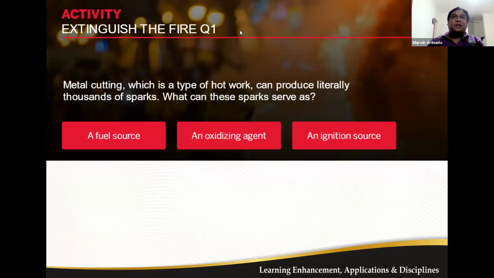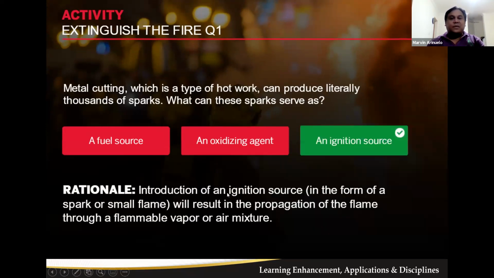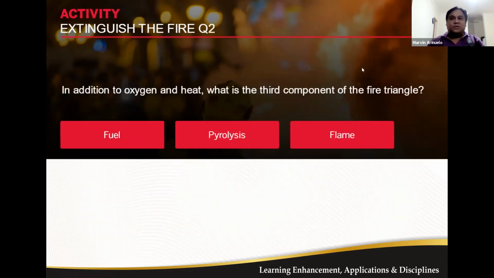Actually, not only in metal cutting, I've also seen in welding works that there are many sparks. So, Mr. Norman, you are correct. Those sparks can serve as an ignition source. The introduction of an ignition source in the form of a spark or a small flame will result in the propagation of the flame through a flammable vapor and air mixture.